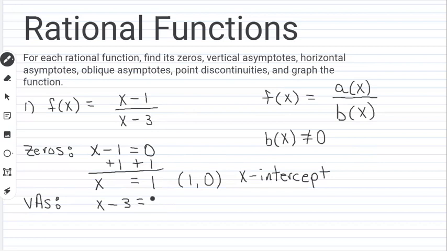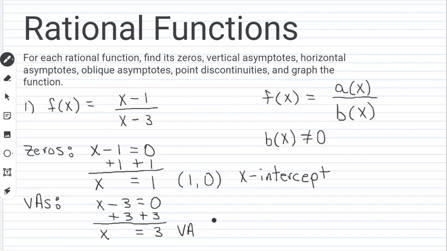And I'm going to solve this equation just like I did the last one. I'm going to add 3 to both sides. And hopefully everything will come out well. I get x equals 0 plus 3, which of course is 3. So that's going to be my vertical asymptote.